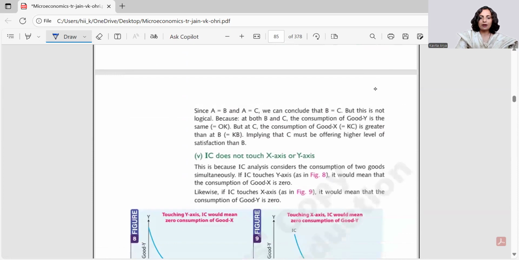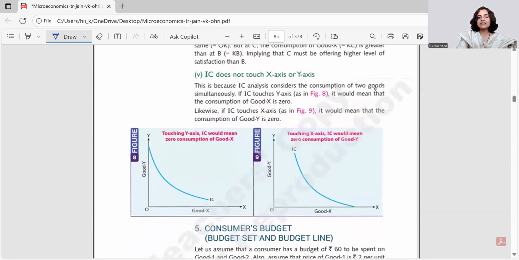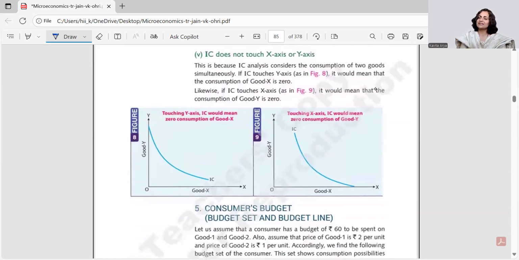Fine. Now let's proceed. Another property is that IC doesn't touch the X and Y axis. It's very simple: the moment it touches the X or Y axis, it becomes a single commodity case. Here, the combination of Y is there, but X is 0. But here, something and 0 is there. But we already assume that IC is an analysis of two goods, not one. So two ICs would never intersect each other, and neither would they touch the axis.